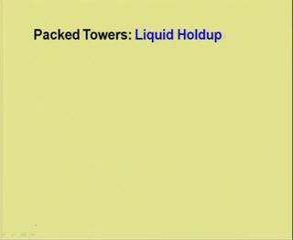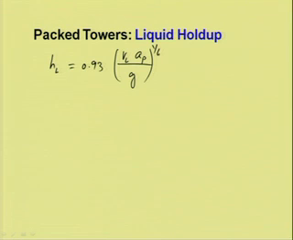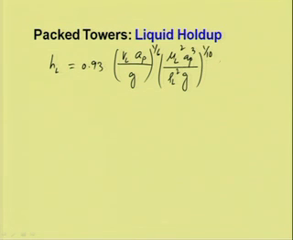The liquid holdup can be calculated from the correlation: HL is 0.93 (VL AP divided by g) to the power 1/6, times (mu L square AP cube divided by rho L square g) to the power 1/10, times (sigma L AP by rho L g) to the power 1/8.